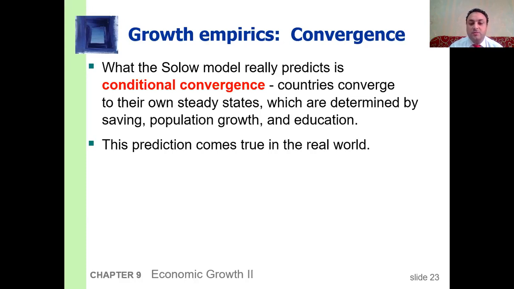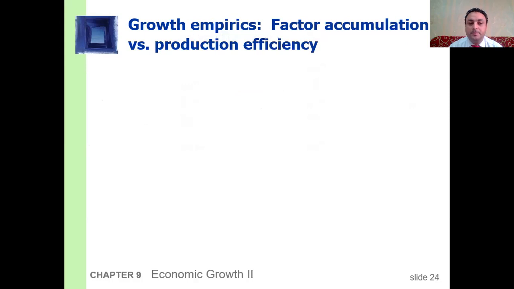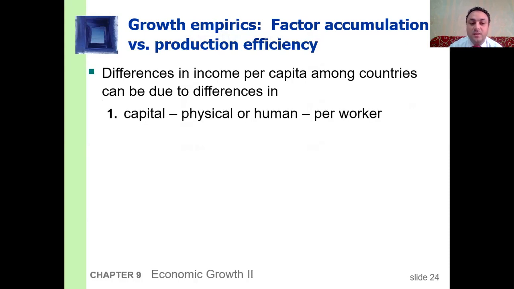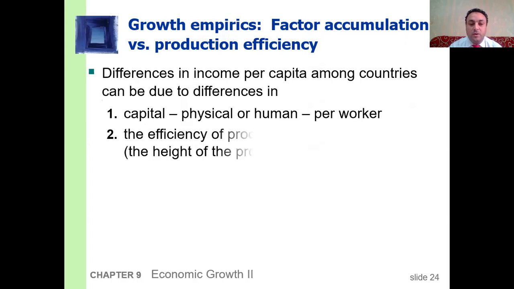So this prediction comes true in the real world. Again, some empirics: we can talk about factor accumulation versus production efficiency. The difference in income per capita among countries can be due to differences in capital, maybe physical capital or human capital per worker, and also the efficiency of production, which means the height of the production function.